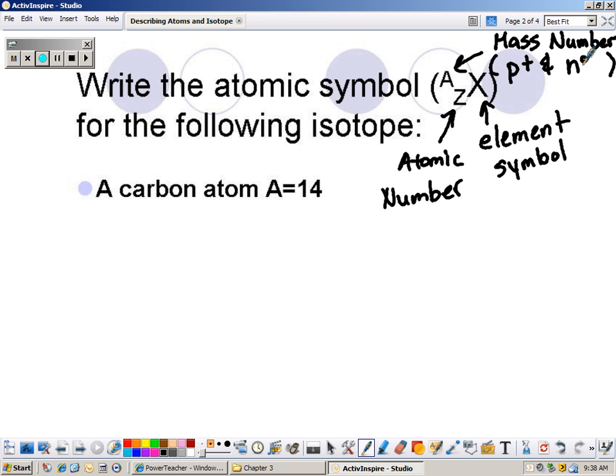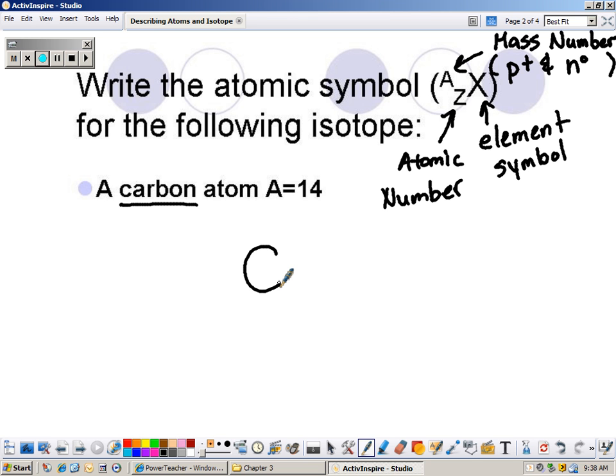So let's answer this problem. We're going to use this information to find the atomic symbol. We're going to find A, Z, and X. We know that it's carbon. So is that going to be the A, the Z, or the X? The X. That means we'll start off with the element symbol, C for carbon.